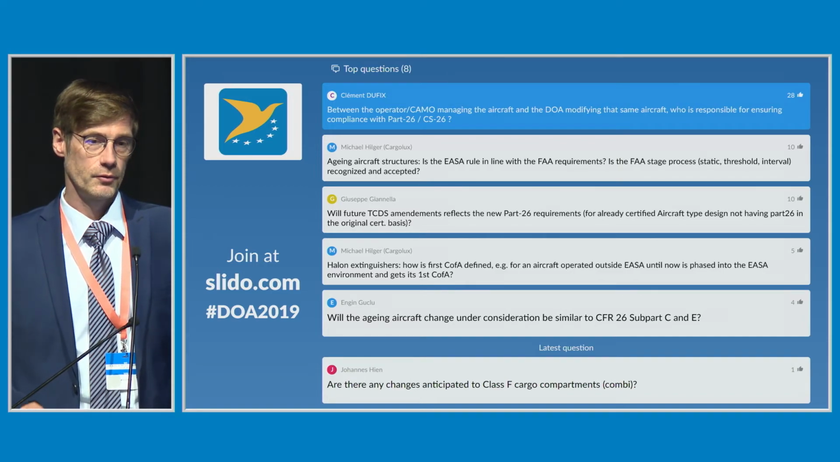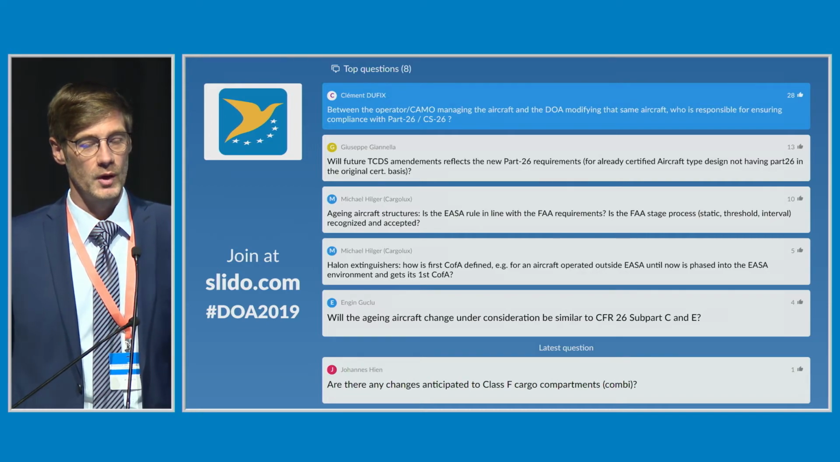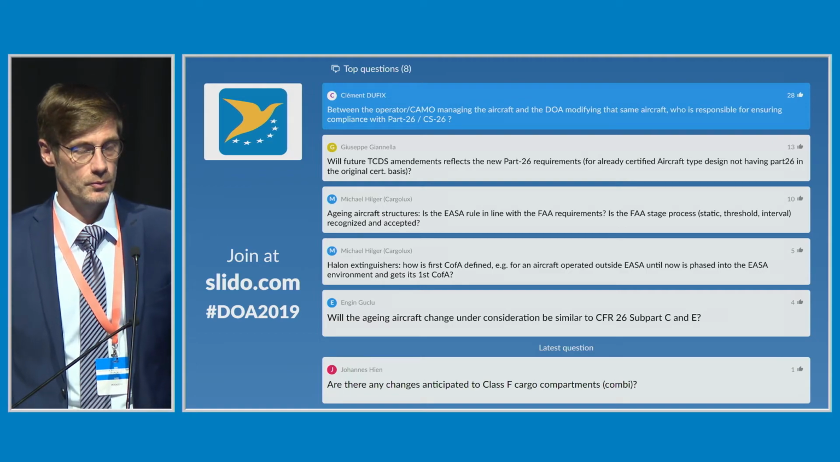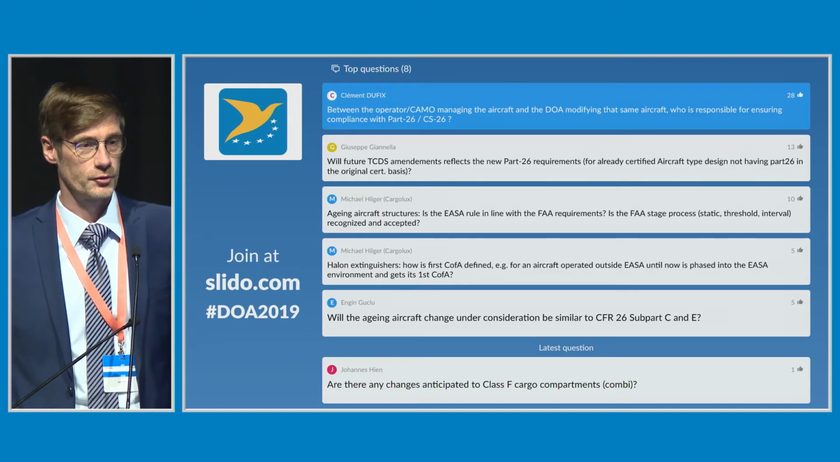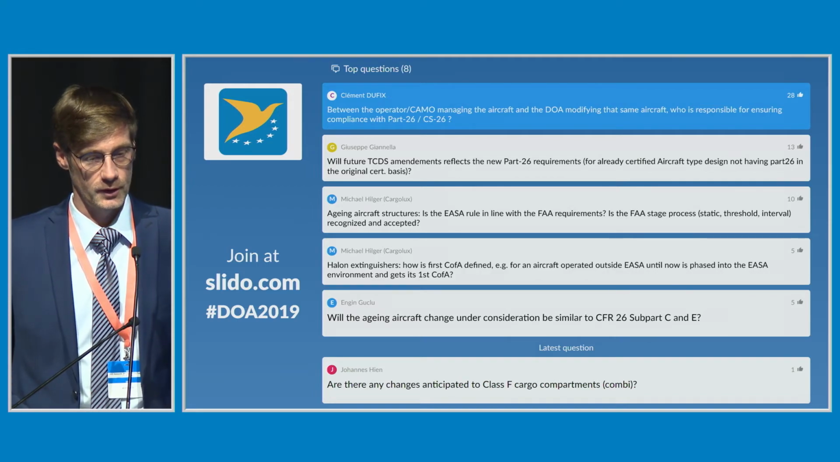We do have, and we will have, some requirements where we will address the TC holder. In the aging aircraft proposal, for example, we also address certain requirements on the TC holder. But you will see that always directly from the Part 26 text.